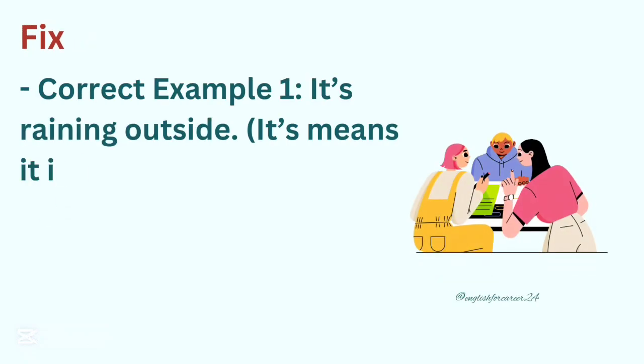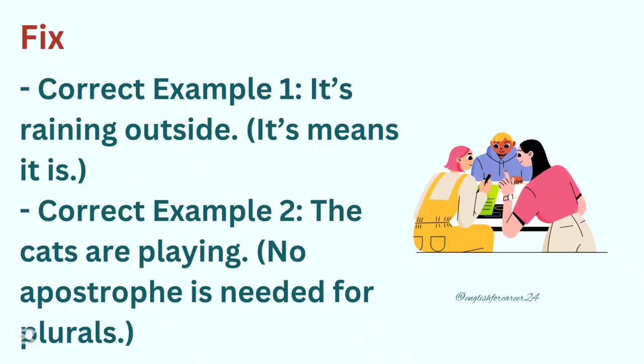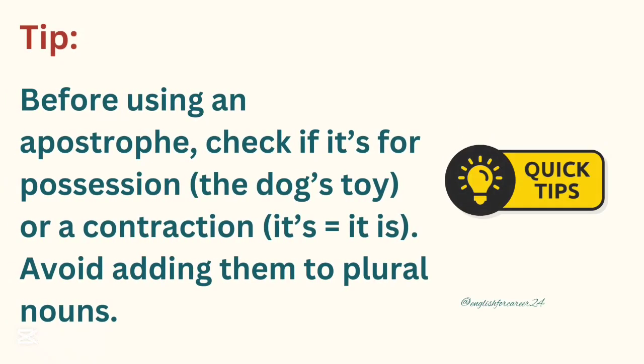Fix. Correct example 1: "It's raining outside." It's means it is. Correct example 2: "The cats are playing." No apostrophe is needed for plurals. Tip: before using an apostrophe, check if it's for possession, the dog's toy, or a contraction, it's equals it is. Avoid adding them to plural nouns.